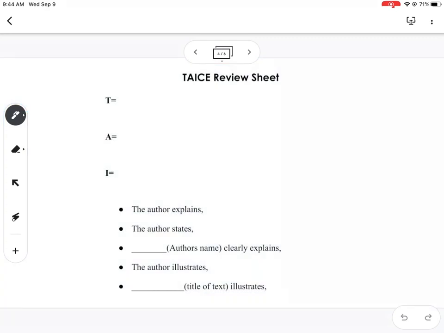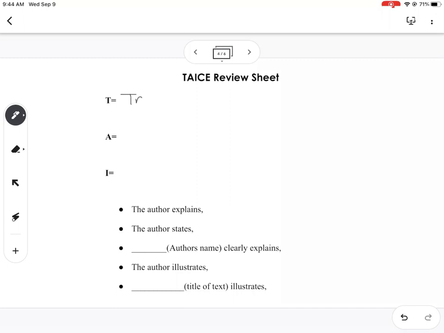So the next is TAICE, T-A-I-C-E. This is how we will be setting up our body paragraphs. Start sentences help with our intro paragraph. It's our thesis. It tells us what we're going to talk about. And then TAICE helps us structure our body paragraphs. So the T in TAICE is turn the question around.